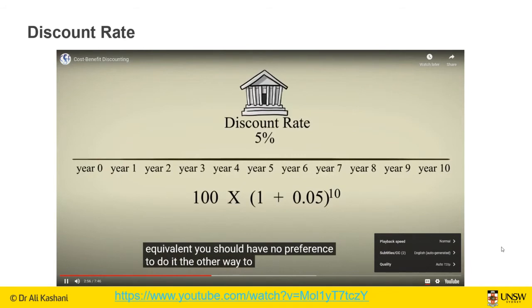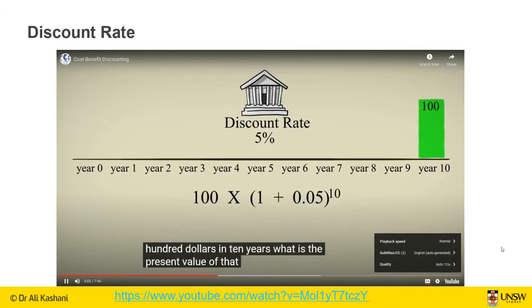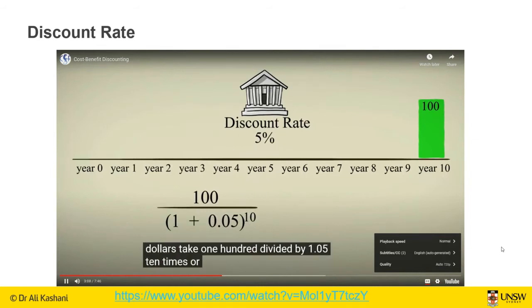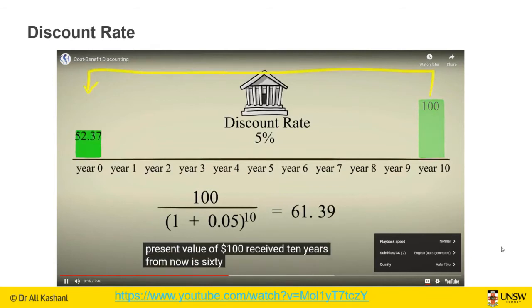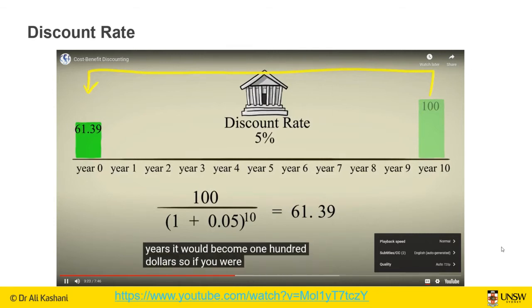To do it the other way, to determine the present value, we just divide by 1 plus the interest rate. So if we were to get $100 in 10 years, what is the present value of that $100? Take 100, divide by 1.05, 10 times, or 1.05 to the power of 10, and we get $61.39. The present value of $100 received 10 years from now is $61.39. This is the amount of money that if we put it into the bank for 10 years, it would become $100. So if you were asked, would you rather receive $61.39 today or $100 in 10 years? These are also basically equivalent and you should have no preference.